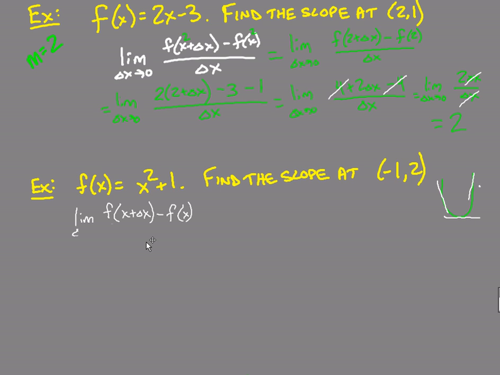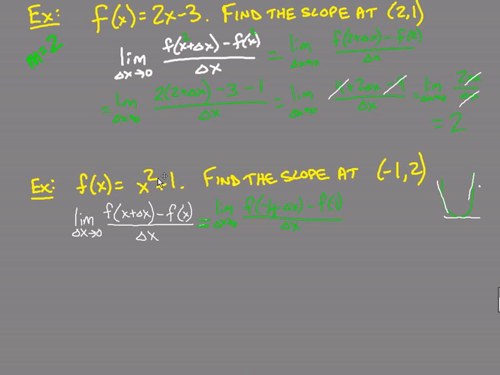So I'm going to start the exact same way, take my limit of the change in x, f of x plus delta x, minus f of x, all over delta x. And now plug in what I know. I'm going to plug in negative 1 because that's my x value. So the x's here become negative 1s, and now I need to see what I have.